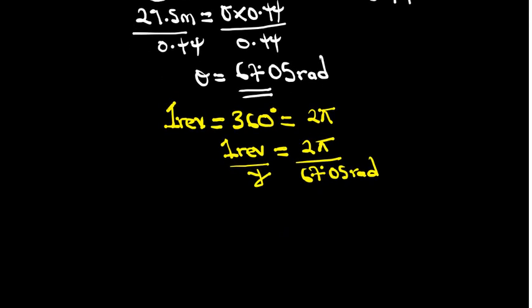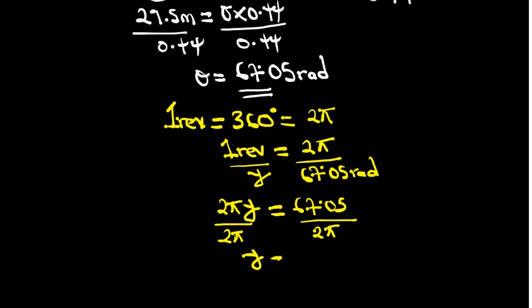This becomes y times 2 pi. I'm going to have 2 pi y being equal to 1 times 67.05, which is 67.05. Divide over 2 pi on both sides. And the value of y I'm going to have here is the number of revolutions. So when you divide 67.05 by 2 pi, I'm having 10.05 revolutions. So there we go. There you have it.